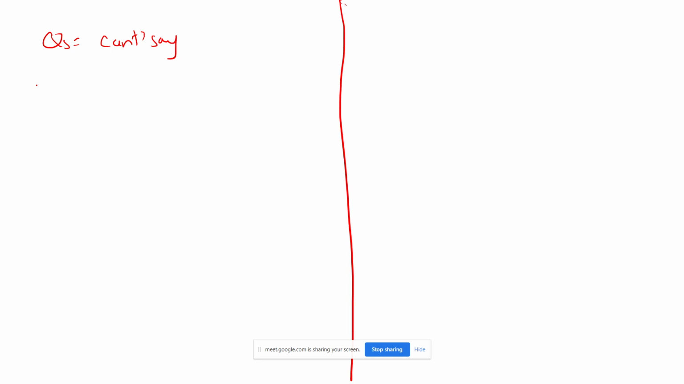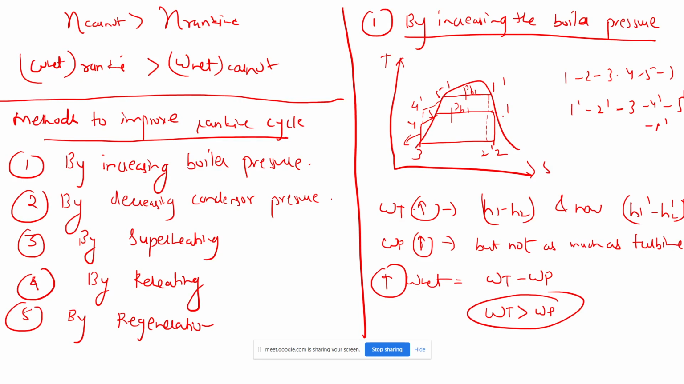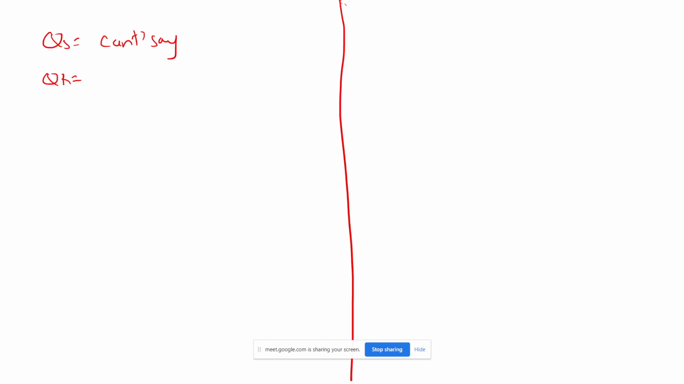What will be the effect on the heat rejection? Similarly, the amount of work here, this portion is decreasing, and this portion is also increasing. So we can't say whether this portion is higher or this portion is lower. So we can't predict right now the heat addition. So what will be the heat rejection? Decreases. Yeah, it will decrease.